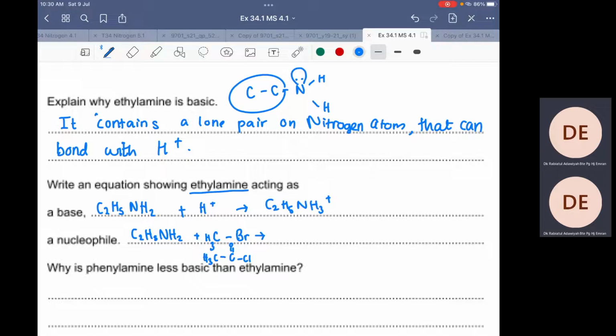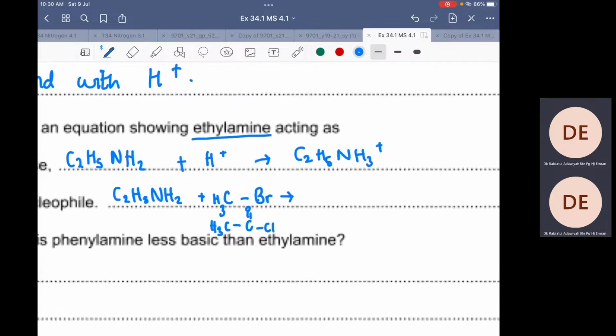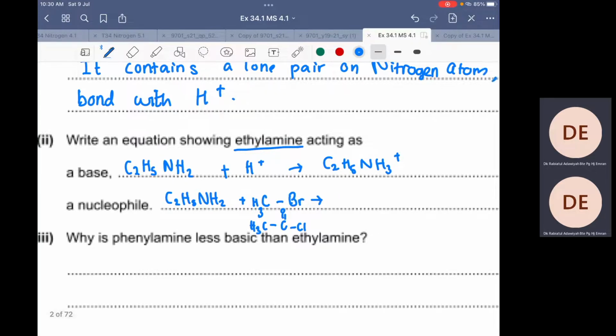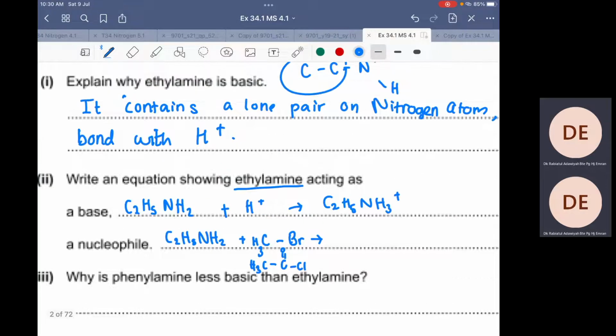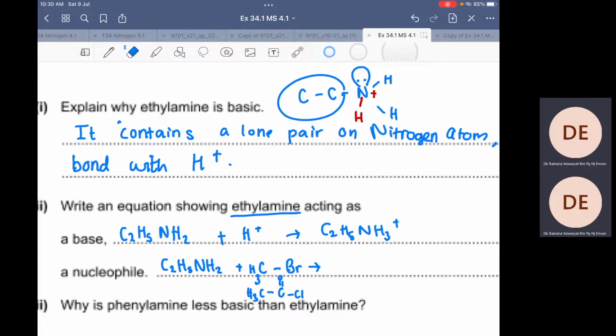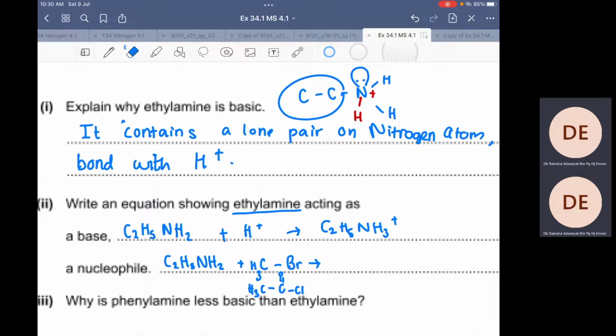And just now, as I mentioned, if there is an available lone pair in the molecule, then it can act as a base. It can form a bond with a H+. Write an equation showing ethylamine acting as a base. So you would expect a base to react with an acid. So we've got ethylamine reacting with H+ to form ethyl ammonium ion. Okay, so it's just a matter of adding a H+ to this molecule. Okay, so you have a plus sign here on the nitrogen. So that's why the formula is C2H5NH3+. Okay, if you cannot visualize it, draw it out.